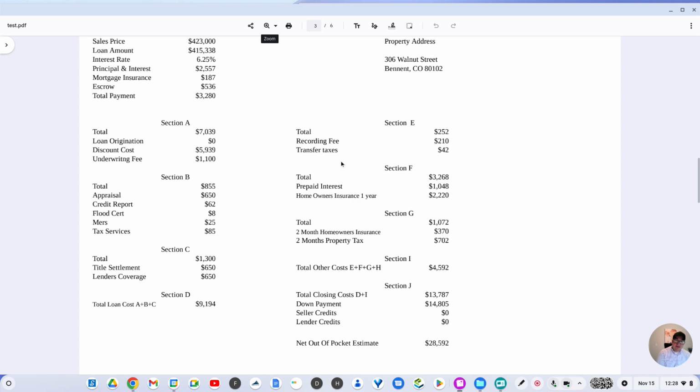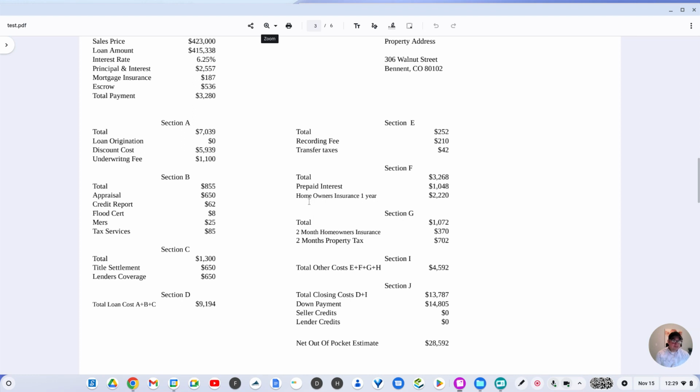Section E are recording fees. Transfer taxes in Colorado are generally 1% of the purchase price. Section F, prepaids. So you prepay interest from the day you close to the first day of the next month. The reason is you skip a month's payment. Next, homeowners insurance. You prepay homeowners insurance for 1 year.